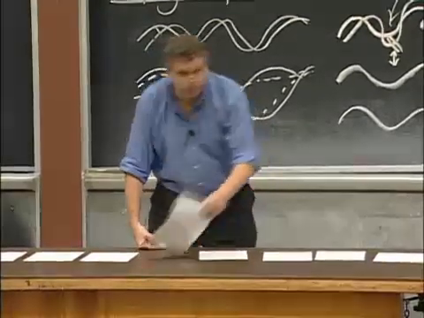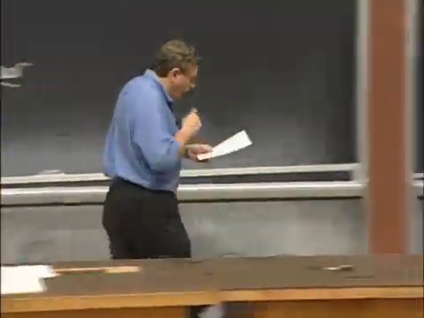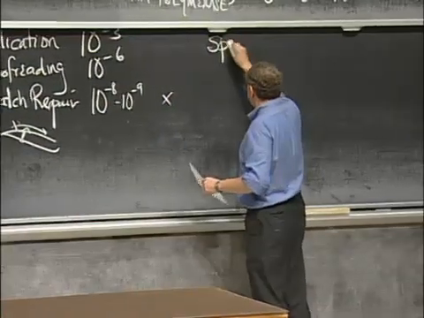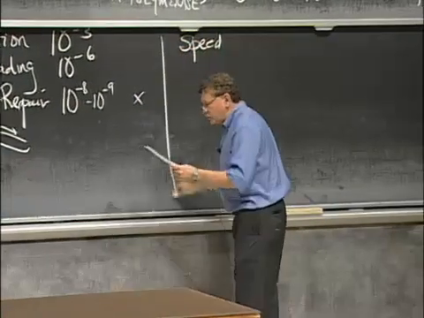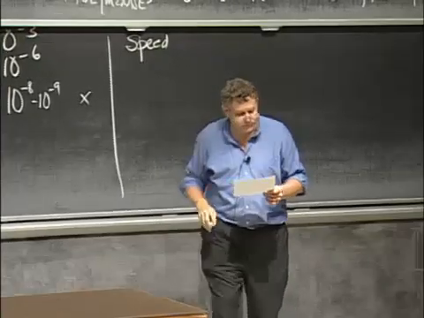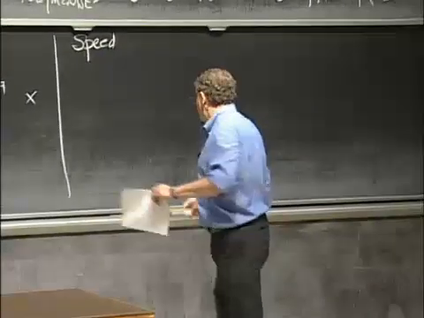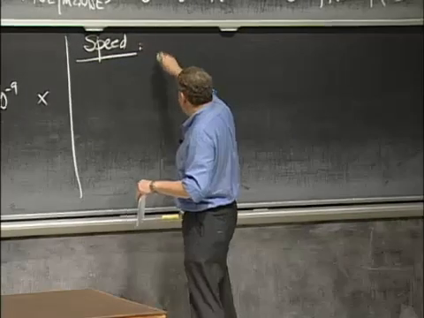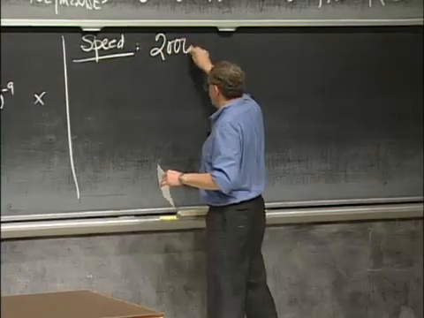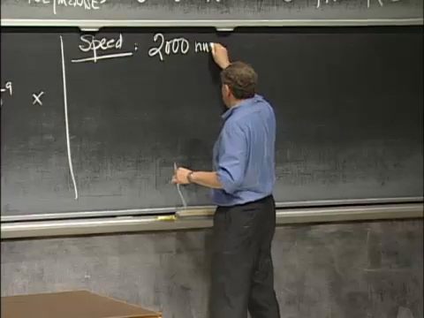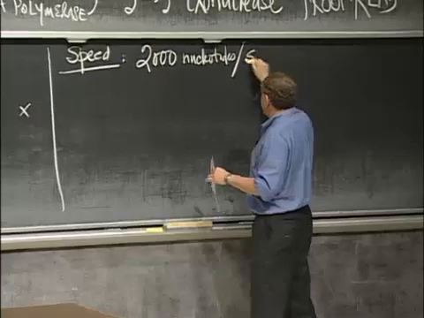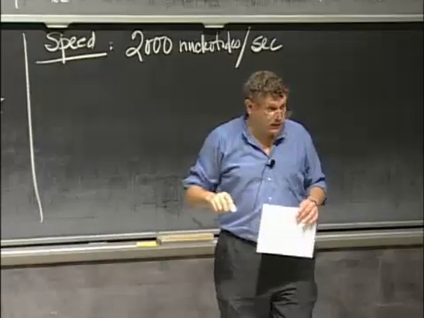Finally, speed. It's kind of fun to talk about speed. How fast does polymerase work? Turns out that polymerase is able to polymerize 2,000 nucleotides per second. That's very impressive to me.